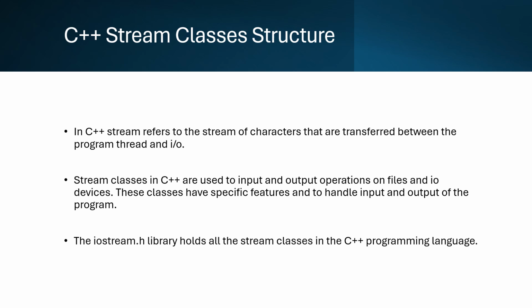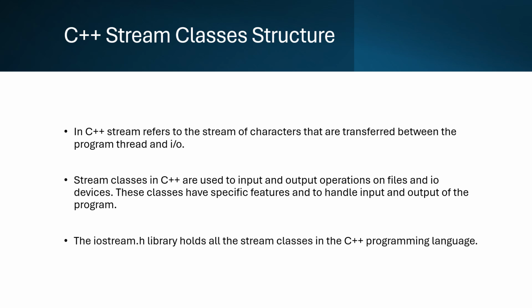What will the structure be? A C++ stream refers to the stream of characters that are transferred between the program thread and input. Formally, as already told, the stream will be an interface, so it is going to transfer the stream of characters from the program thread to the output. Stream classes in C++ are used for input and output operations of files and IO devices. These classes have specific features to handle input and output. So using stream classes, we are going to handle the input and output from the program.